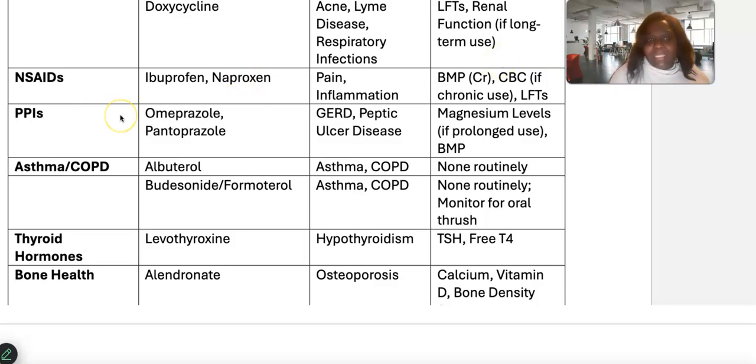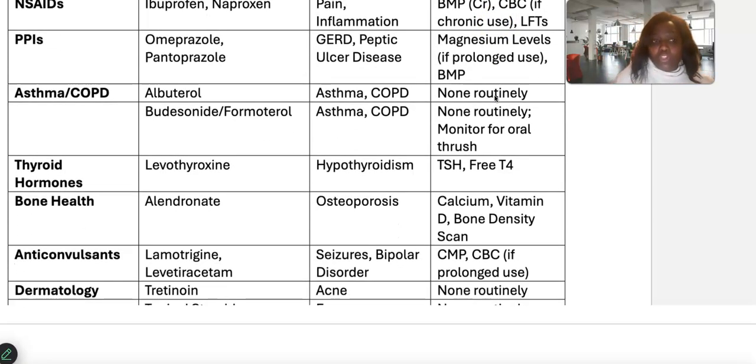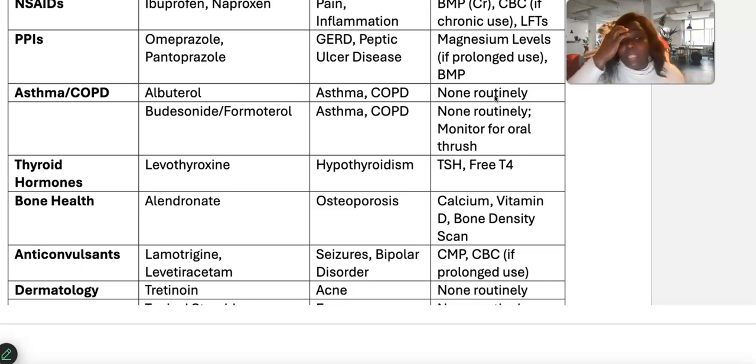When a patient is on an NSAID like ibuprofen or naproxen, what lab do you want to check? You want to go ahead and check BMP, CBC, especially based on chronicity. And you also want to check LFTs too, right? As a liver function test. What about PPIs like omeprazole, pantoprazole? You want to be checking magnesium levels if you're going to be using it for a long time.